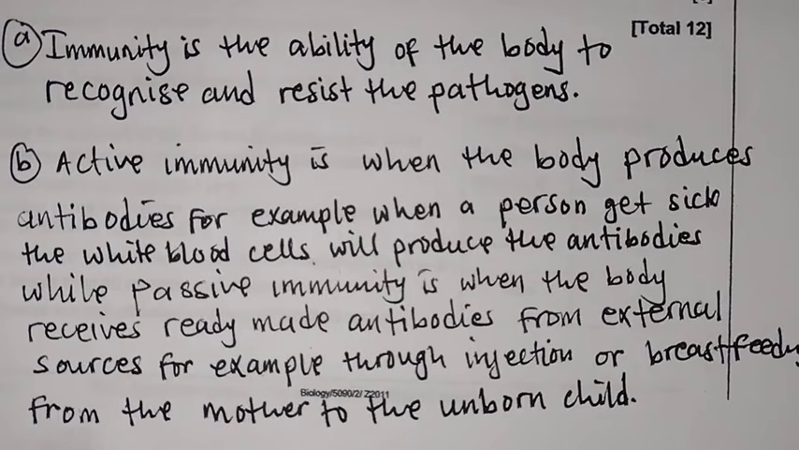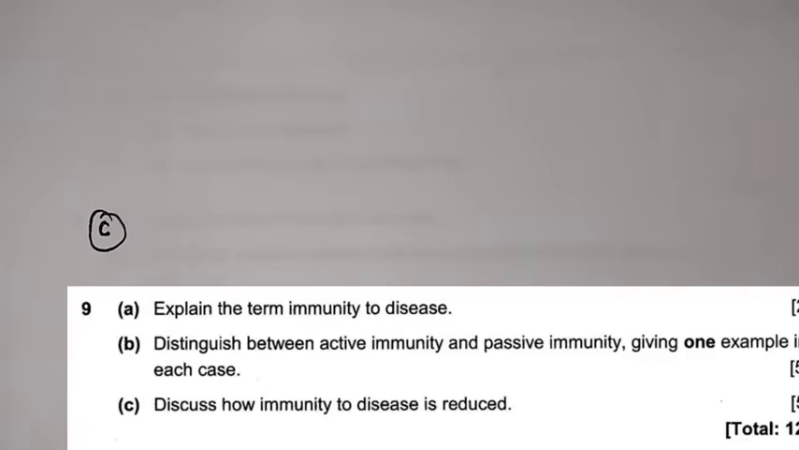So we have answered question A and B. We are remaining with the last question. So we have now come to question C. Question C reads, discuss how immunity to disease is reduced. So this is our question C. Alright, so to answer this question, since this is an essay question and they're asking you to discuss how immunity to disease can be reduced, you can begin by writing your essay with a definition of immunity.